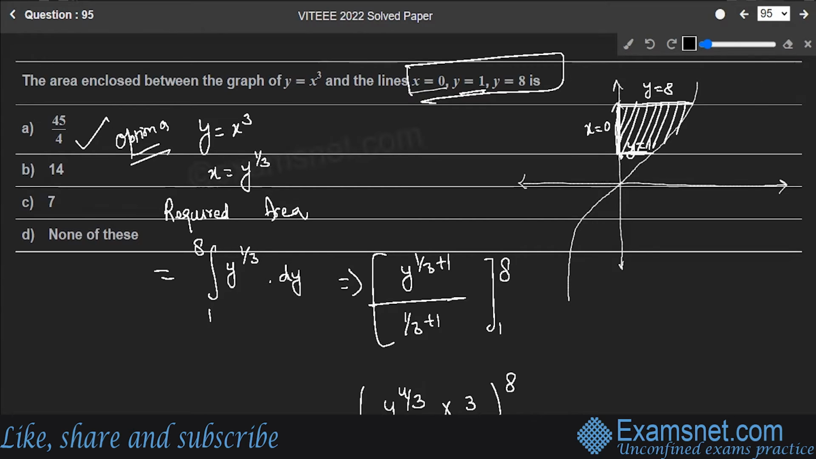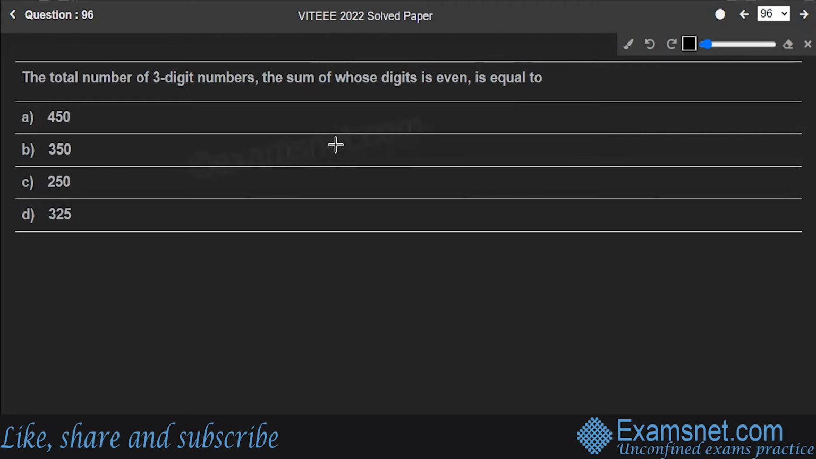Then let's move to the next question, number 96. The total number of 3-digit numbers, the sum of whose digits is even, is equal to. First of all, let the number be N is equal to PQR, where P, Q, R are the 3 digits of this number. Now, according to the question, P plus Q plus R should be even.